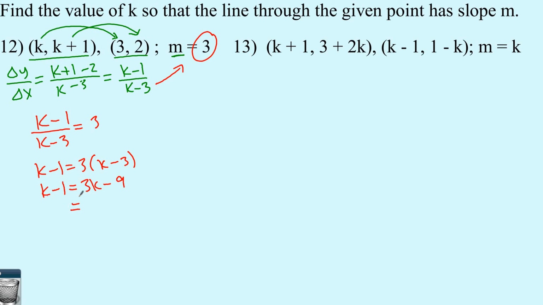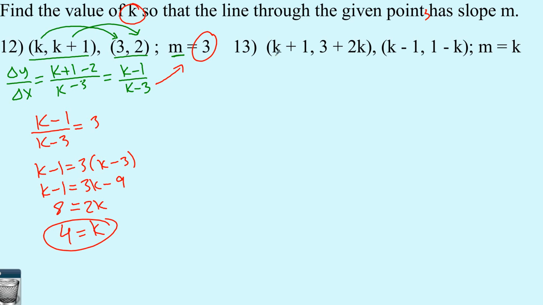Let's see, I'm going to move that k over. I'm going to add that 9. Ooh, not like that though. Add the 9 and I get 8. So k must be 4. Find the value of k so that the line through the given points has slope of that. There we go. All right, let's do another one.